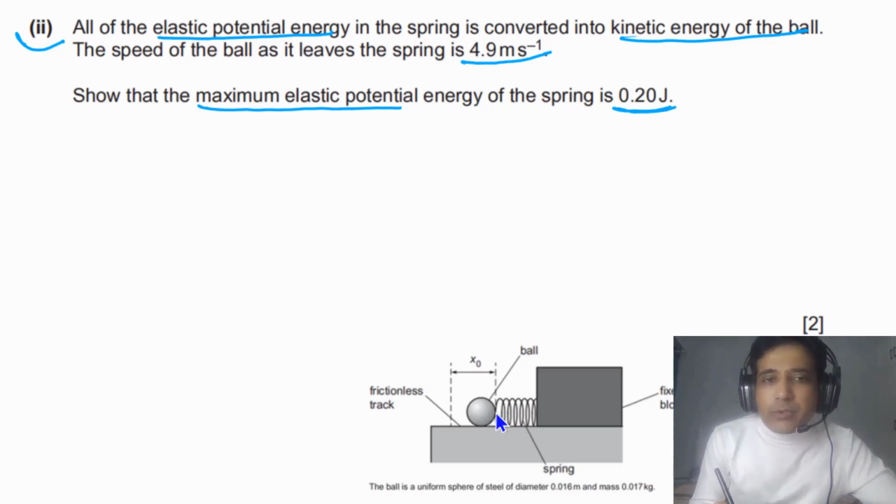First of all, let's try to understand this one with the help of this figure. When the spring is fully compressed, at this point, its initial elastic tension energy has maximum value. So it has maximum value.